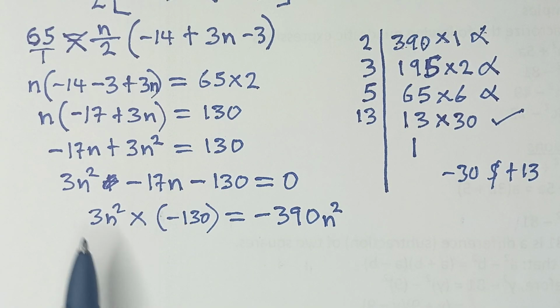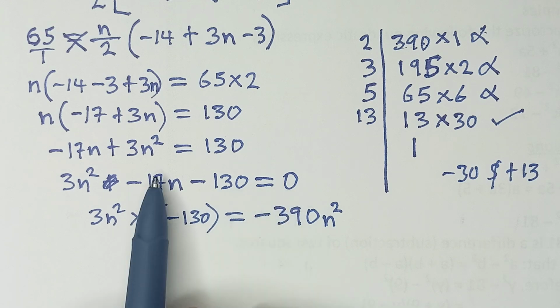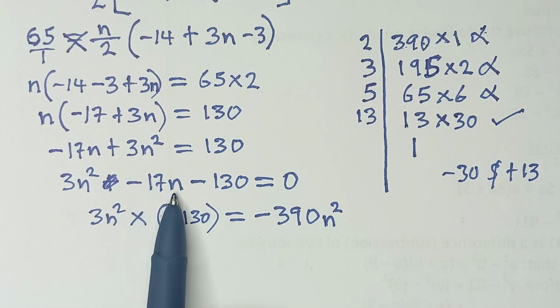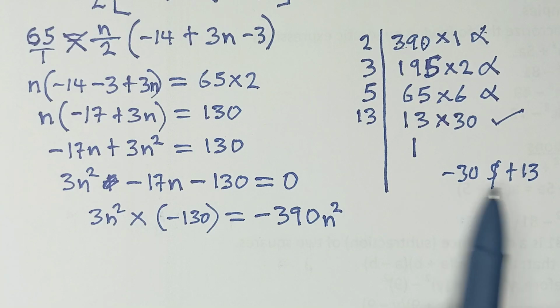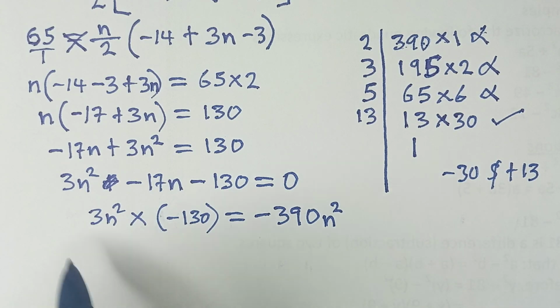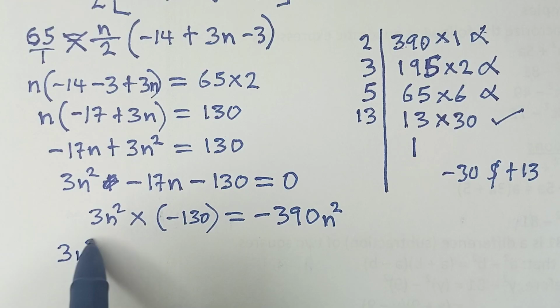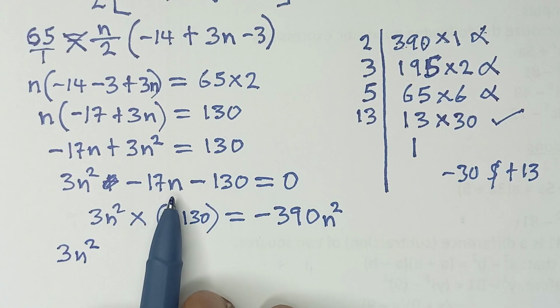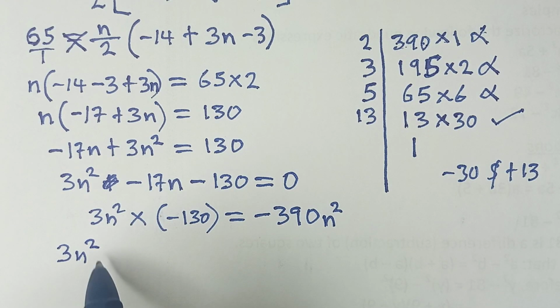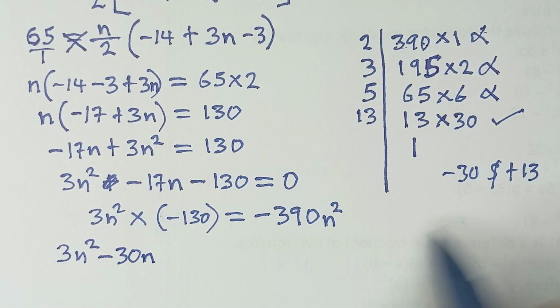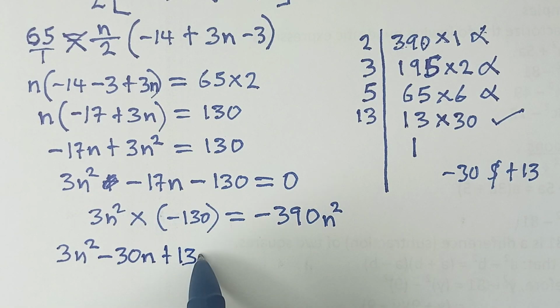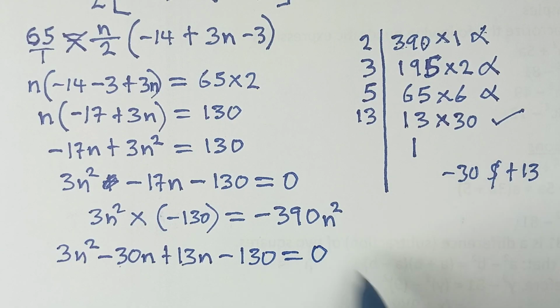So the next thing for us to do now is to come back to this equation and replace only the middle term. Don't forget, we replace only the middle term by using these two factors. So I'll write it as 3n squared. These two factors, don't forget to put n along with them. So I'll take negative 30n, and then positive 13n, such that when these two numbers are added together, it takes us back to negative 17n, and then minus 130, and that will be equal to 0.